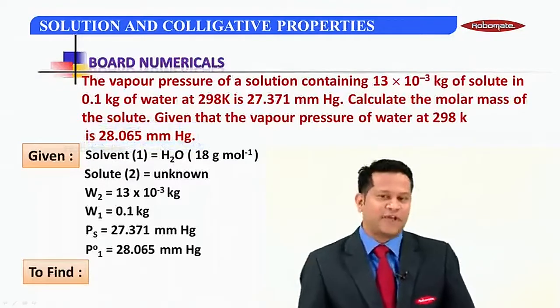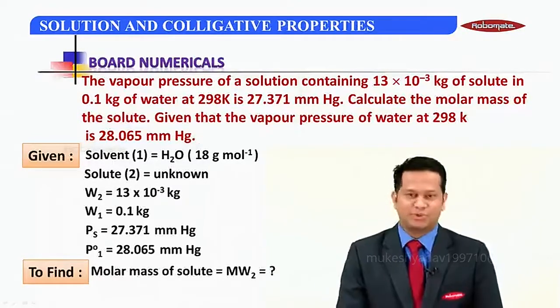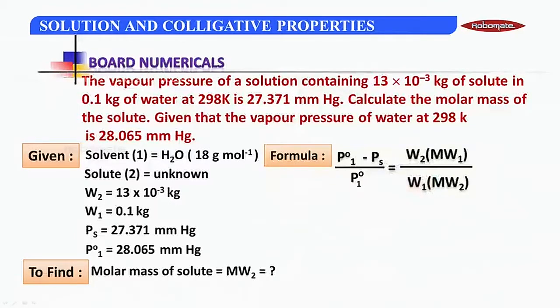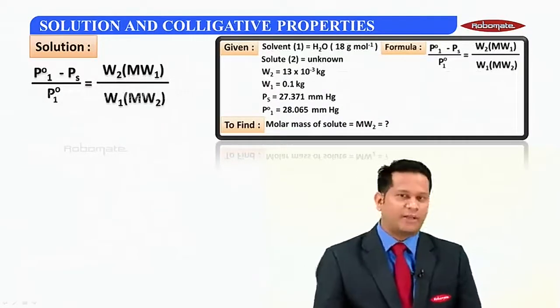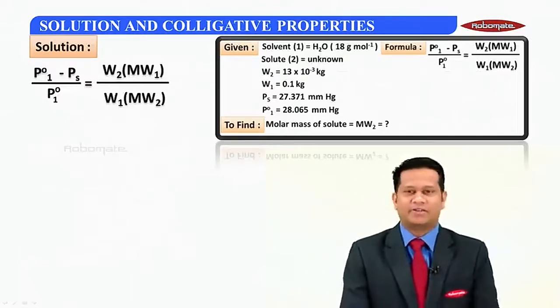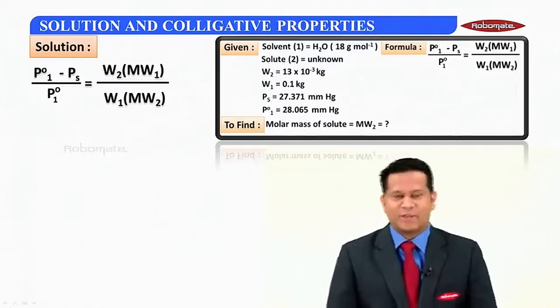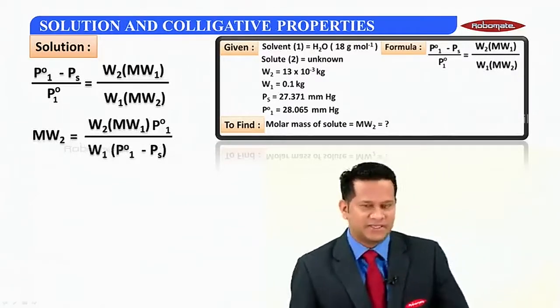What we need to find over here is the molar mass of the solute, that is MW2, and as told, we are supposed to use the formula (P0 1 minus PS) upon P0 1 is equal to W2 MW1 upon W1 MW2. With this data, let's see the solution. We have this formula. Let us rearrange the formula in terms of MW2. So I get the formula as W2 MW1 P0 1 divided by W1 bracket P0 1 minus PS.